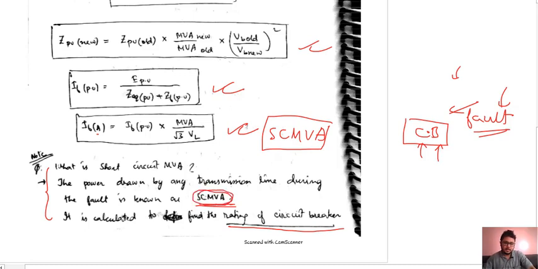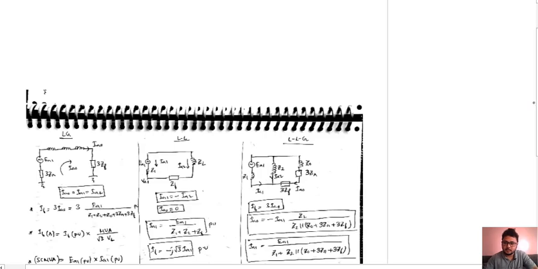So the power drawn by any transmission line during fault is known as short circuit MVA. This is an interview question and a very important question. You should know why it is required: it is calculated to find the rating of the circuit breaker. Is it clear? Fine. Next, comparison of the diagrams. Let us see.